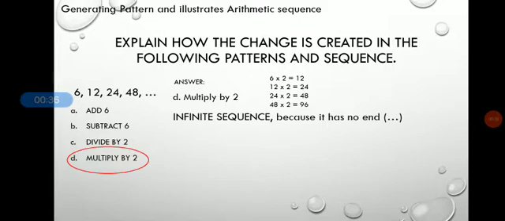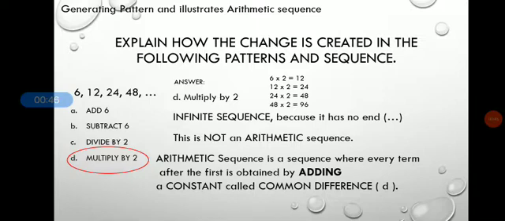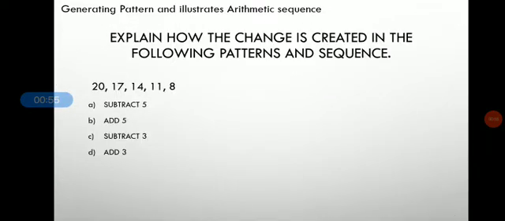Kasi, ang tawag dito ay infinite sequence. Meron itong tatlong tuldok after the end. Ibig sabihin, wala itong katapusan. And this kind of sequence is not an arithmetic sequence. Bakit? Arithmetic sequence is a sequence where every term after the first is obtained by adding a constant common difference, d. Second example, 20, 17, 14, 11, 8.